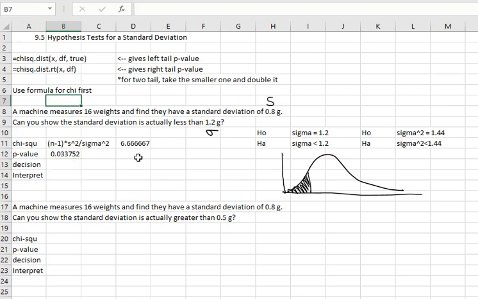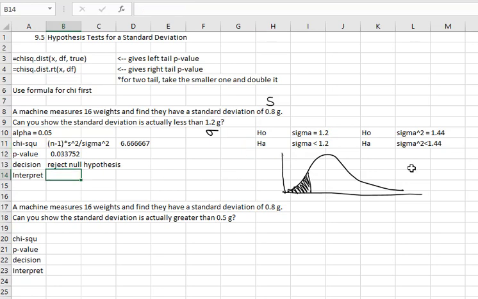For this problem, let's let alpha equal 0.05. We should have known that from the beginning. Since that p-value is smaller than the alpha, our decision is going to be to reject the null hypothesis in favor of the alternative, which means we've rejected that the standard deviation is equal to 1.2. We have successfully proven that it's less than 1.2.